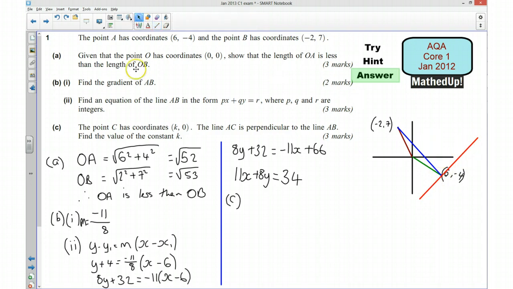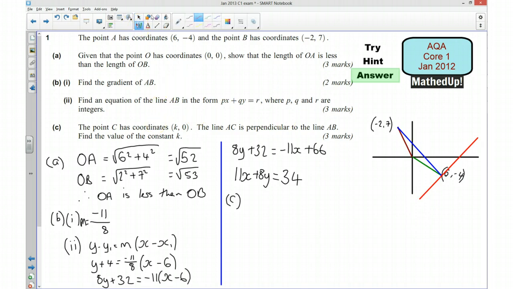And what we're looking for is point C, which has coordinates (k, 0). So (k, 0) is going to be a point that lies on the x-axis. The y coordinate is 0, so it's going to lie on the x-axis. So what we're looking for is that point there, which we've called point C. So that's what it's going to look like graphically. So let's see how we can go about working this out.